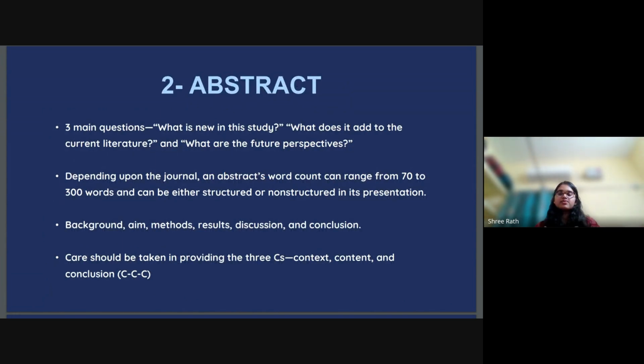So after the title, what comes? If you read a scientific paper, after the title you have the author names, and then comes the abstract. So the abstract is again a summary of your entire study, not only the background of the study, but you will also summarize in brief, in 2 to 3 lines, your methods and your results. Mainly, you would focus on your results and the conclusion from the study.